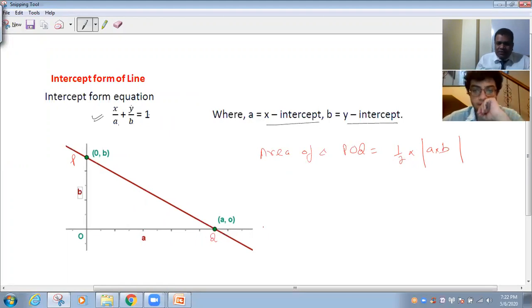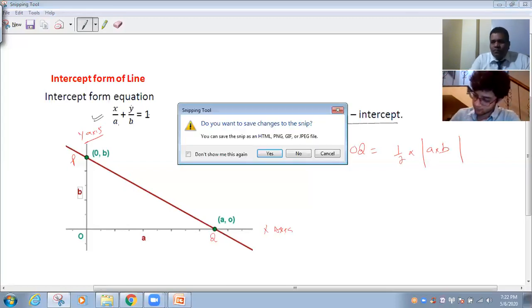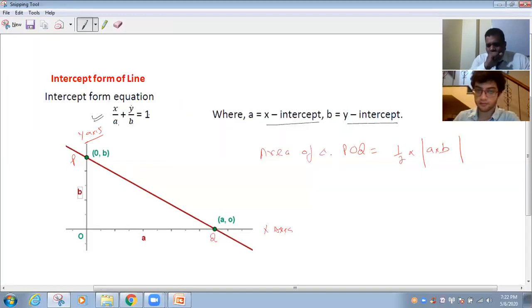Because this is the coordinate axis, right? This is the x-axis, and this is the y-axis. Right. Yes. And close it. You copy it? Yeah. Clear.